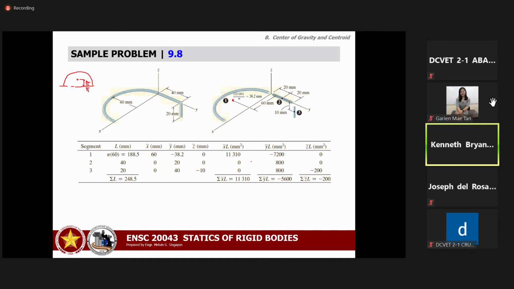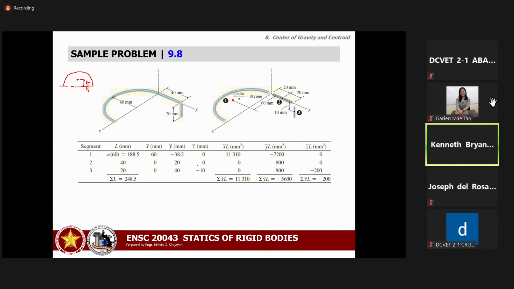Then for the z curl, that is the distance of the centroid parallel to the z-axis. For segment 1, since it is lying in the xy plane, the distance of the centroid from the origin is 0. For segment 2, the distance of the centroid from the origin parallel to the z-axis is also 0. For segment 3, the centroid is 10 millimeters from the origin parallel to the z-axis, and since it is found below the origin, it is negative. So we now have the complete x curl, y curl, and z curl.